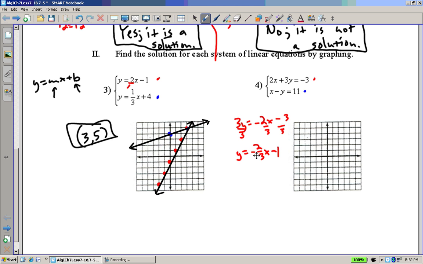Now you notice this negative is out front. I'd really prefer it to be either on top or on the bottom, which I'm allowed to do because it doesn't matter whether it's just -2/3, -2 divided by +3, or +2 divided by -3. They're all the same thing. So just for convenience sake, I'm going to move the negative to the top. Doesn't change anything, but it makes it a little easier to graph. And we'll try the same thing with the blue line.